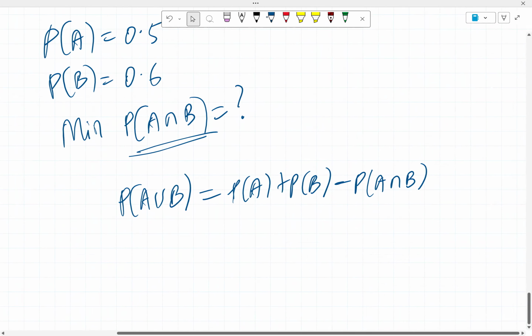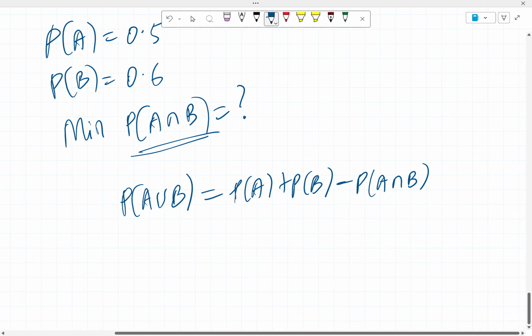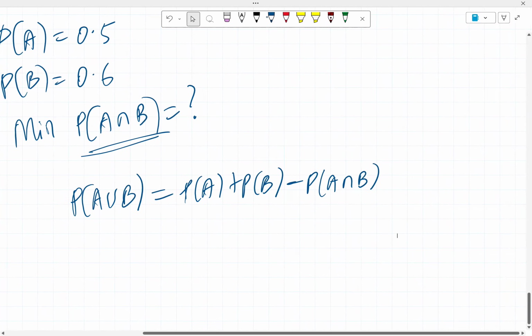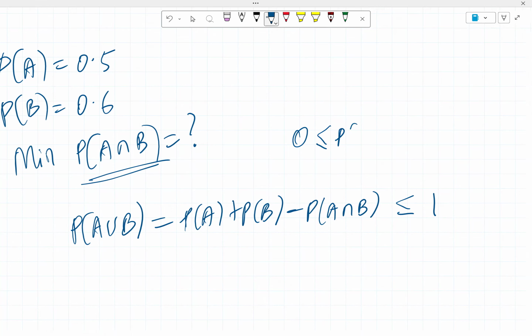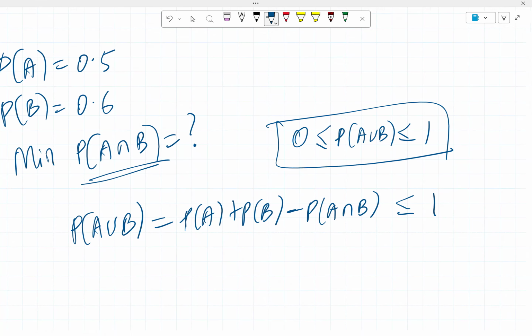Of course, the probability of A union B cannot be 0 here. It should be less than or equal to 1. That's one sure thing we know. So to get the minimum value of this, we set the probability of A union B to be less than or equal to 1, because it should lie between 0 and 1. What I'm saying is 0 should be less than or equal to the probability of A union B, which is less than or equal to 1. So it's constrained between 0 and 1.